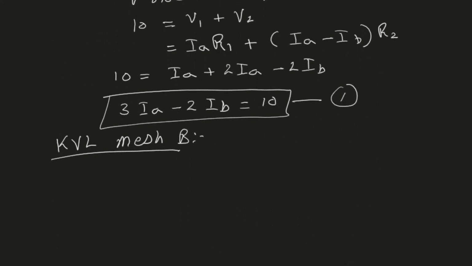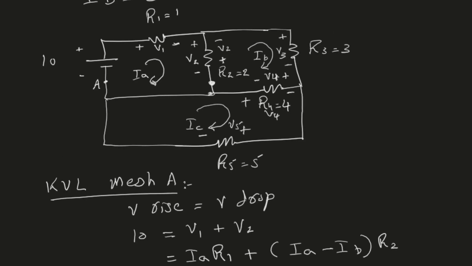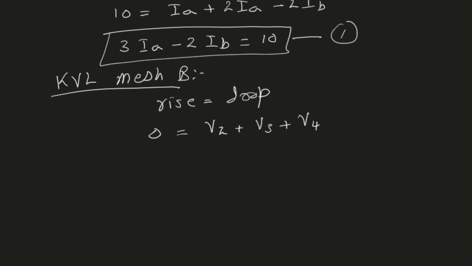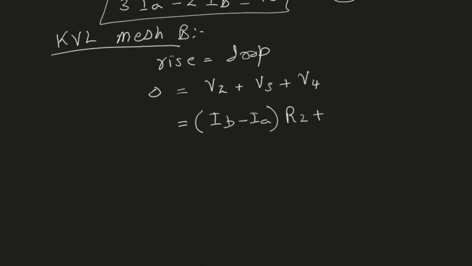So therefore, KVL will say that rise is equal to drop, which means 0 equals V2 plus V3 plus V4. And you can see that it's V2 plus V3 plus V4. These are the three drops that we have. Now V2 is dependent on IB and IA. So therefore I'm going to write V2 as a current, which is now IB minus IA times R2, plus V3. V3 involves only one current, which is IB times R3.